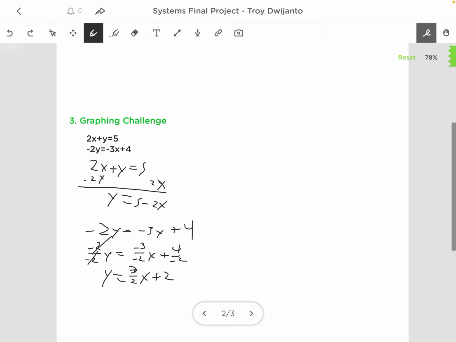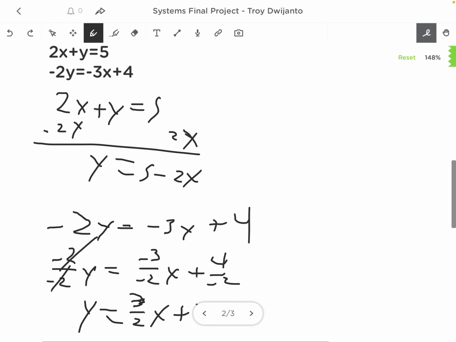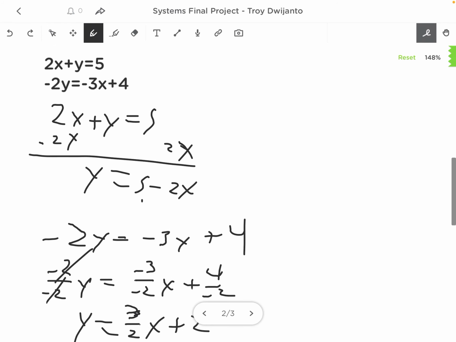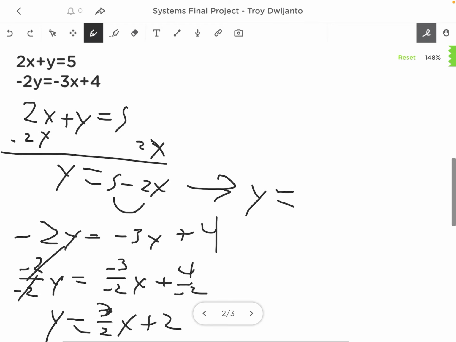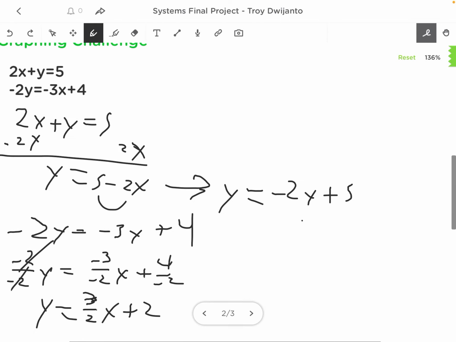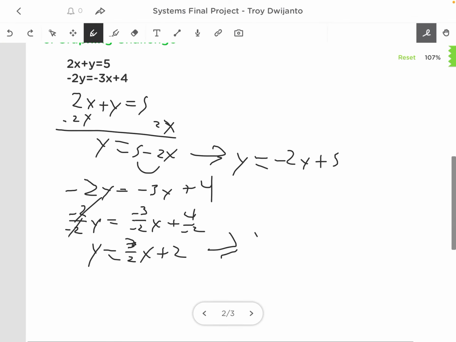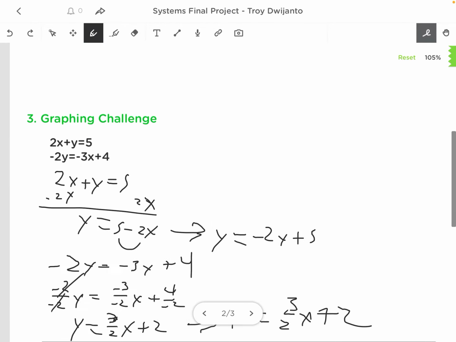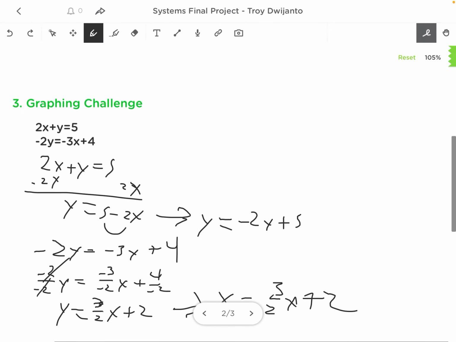So we just have to graph it now. Let's flip these two numbers around. So it will be y equals negative 2x plus 5, and y equals 3 over 2 x plus 2. Let's graph it.